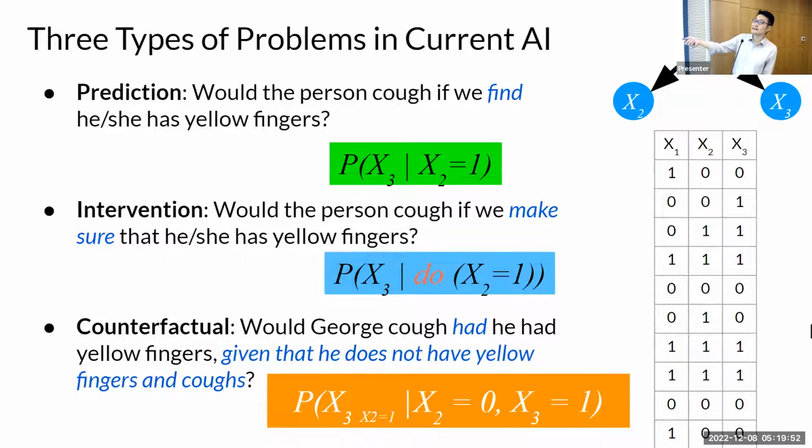So the first problem is essentially the prediction problem. You would like to see, for instance, would a person cough if we see that she or he has yellow fingers? And in this case, we clearly don't care about the graph. You just rely on this conditional probability, right? You can use a deep learning method. You can use logistic regression, whatever method to solve this problem.